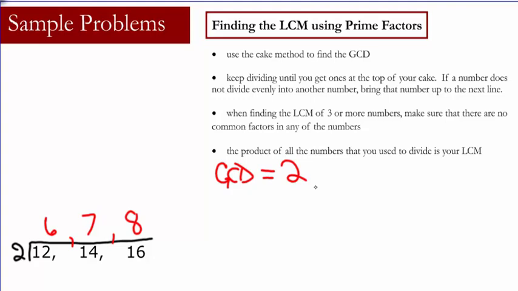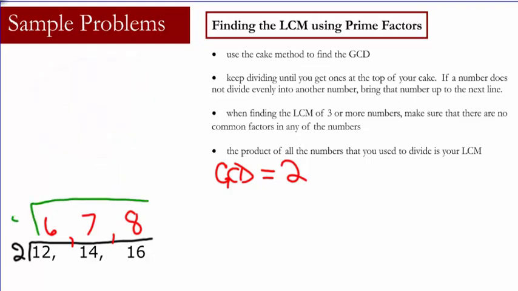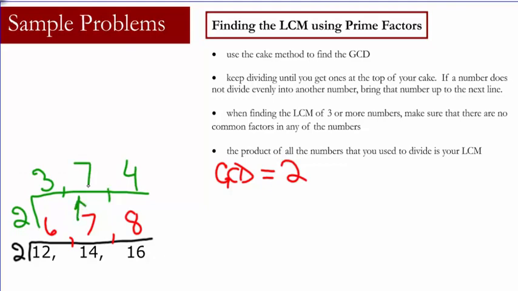But now that I've got 3 numbers, I want to look and see, are there any common factors with 2 of these 3 numbers? And I see 6 and I see 8, and I think to myself, well, yeah, both of these are even, which means 2 can go into 6 3 times. 2 can go into 8 4 times. 2 does not go into 7, so I'm going to just bring the 7 up. Now, is there anything that goes into 3 or 4? No. Nothing goes into 3 and 7 except for 1, and nothing goes into 7 and 4 except for 1.